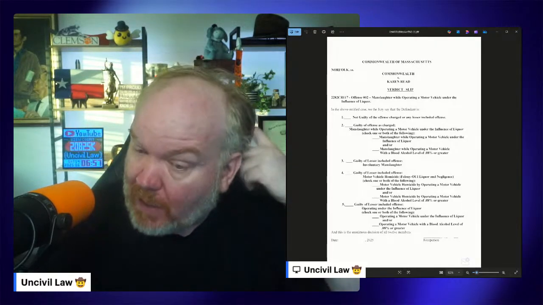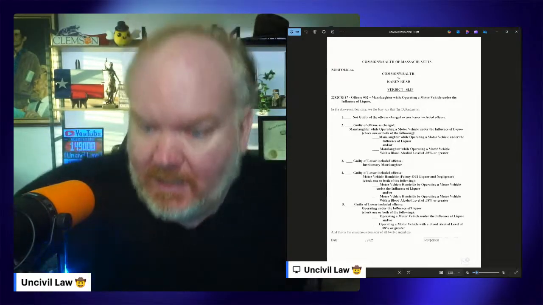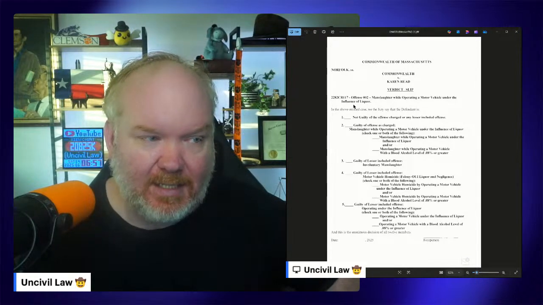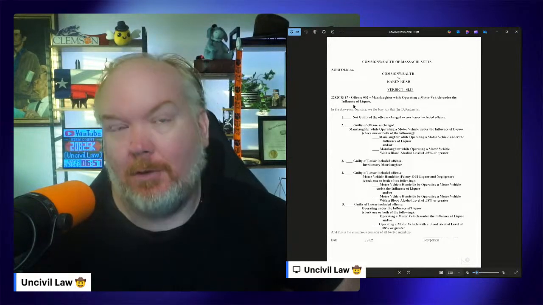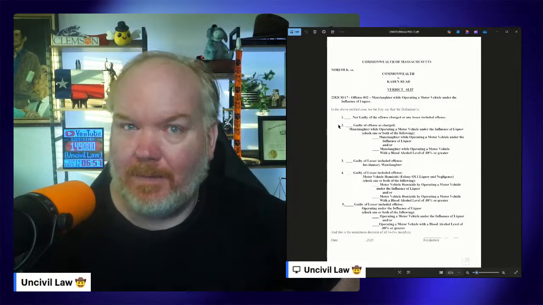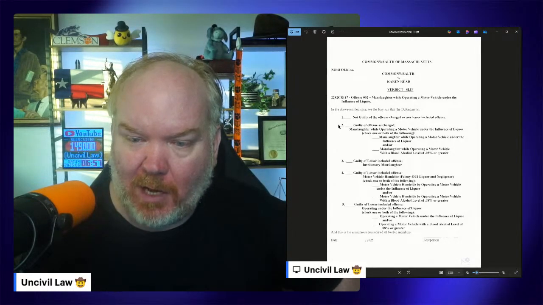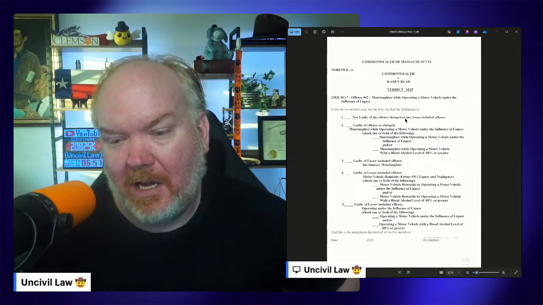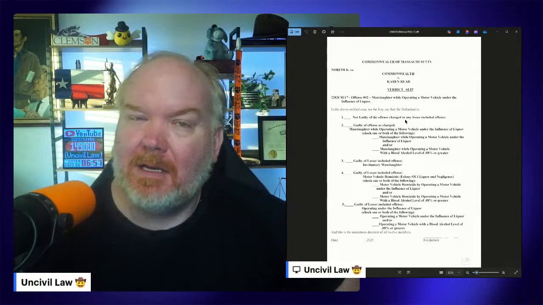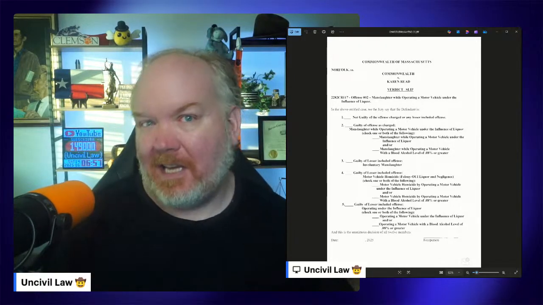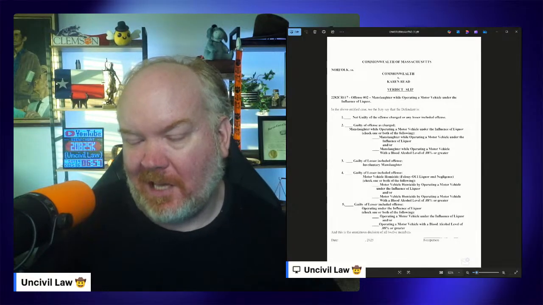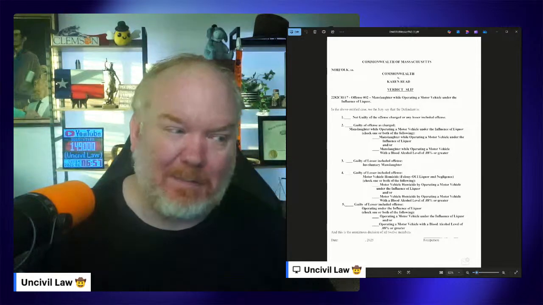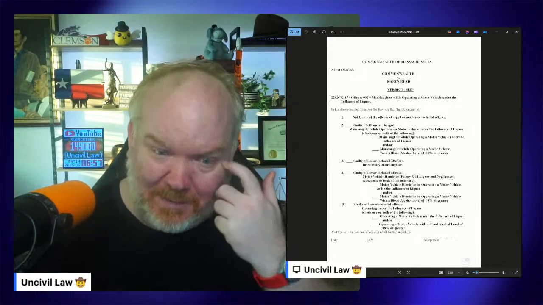All right. So first of all, we should probably discuss what a lesser included is because it makes sense why it's on this page. You will see at the top of the page, it says verdict slip, and then it says offense 2. That is the second charge. Manslaughter while operating a motor vehicle under the influence of liquor. And then you see 5 options. One that's not guilty, and then 4 different guilty options. So these are all options within count 2, but you can only select one of them. That's the key, right? You can only select one. Pick one.